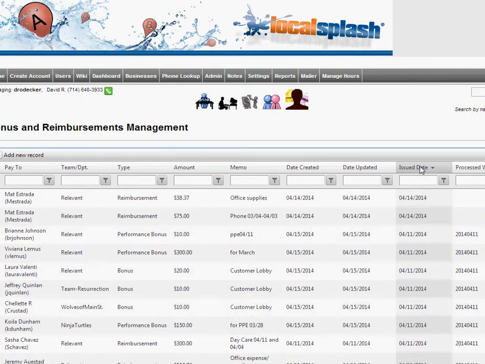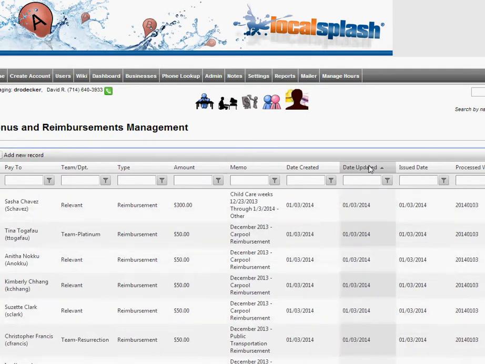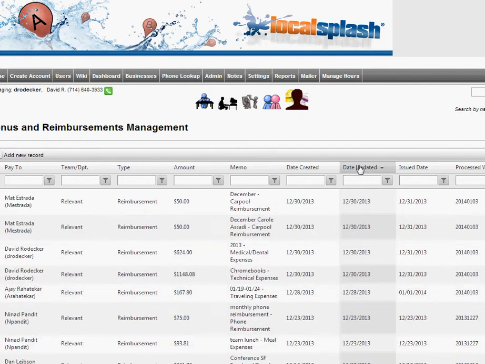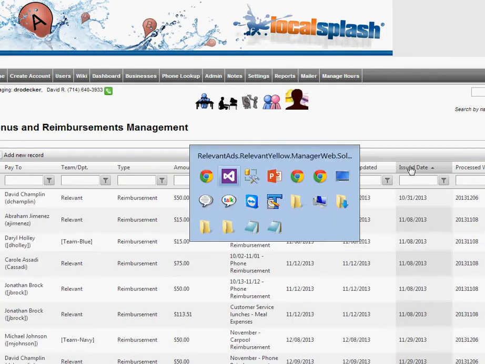So this date field properly sorts. This one I haven't done, and it does not properly sort. I'm starting from 1, going to 12, so that is not what we want it to do.